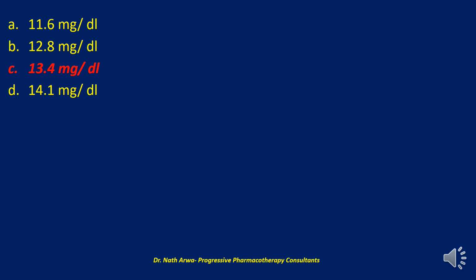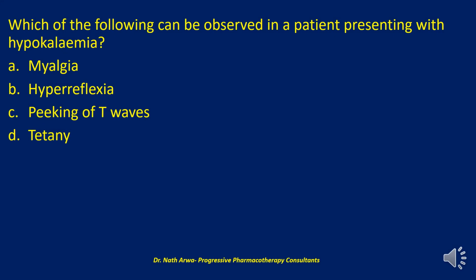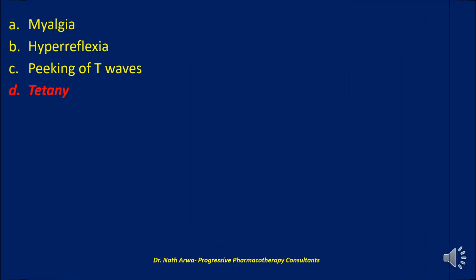So let's move to the next question, which reads, which of the following can be observed in a patient presenting with hypocalcemia? Is it myalgia, hyperreflexia, peaked T waves, or tetany? I'll give you 4 seconds to choose the correct answer from those options. In my opinion, D is the correct answer.